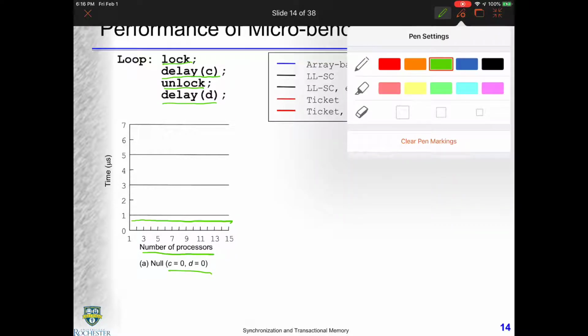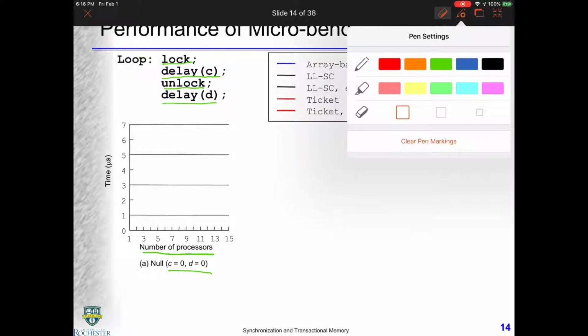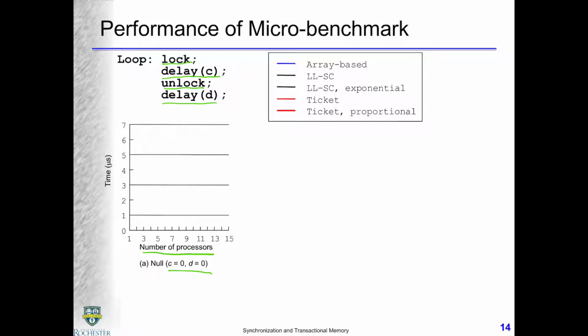Okay, but then we have all these different options. So maybe let's say the red one. What is that? It's ticket lock. Okay, let's go through them. Load link, so-called load link store conditional. This is really just test and test and set, and test and set. Okay, this is the same test and set with exponential backoff. Then the next one, the thin red line, is ticket lock. The next one is ticket lock with proportional backoff. Finally, there's array based.